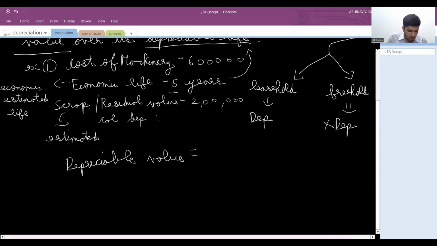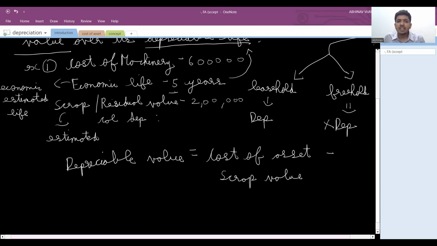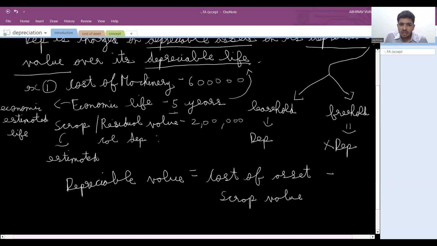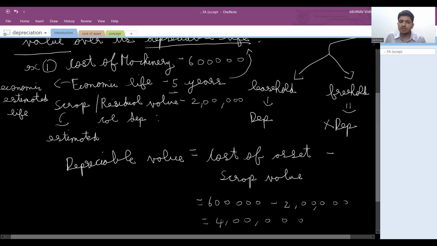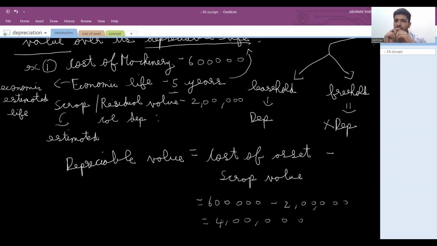Depreciable value is equal to cost of asset minus scrap value. So in this case, cost of asset is 6 lakhs. Scrap value is 2 lakhs. So depreciable value will be 4 lakhs. Now what is the meaning of this formula? Depreciable value actually means the value on which depreciation will be charged. So the question is, why are we charging it on 4 lakhs instead of 6 lakh?